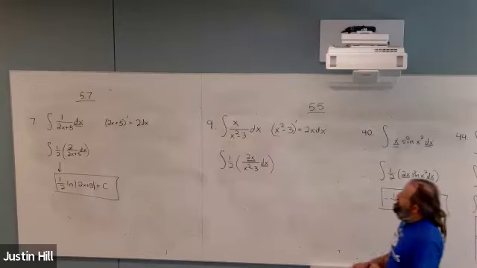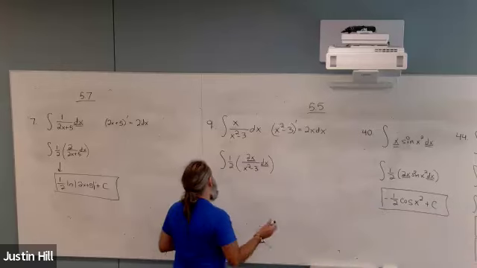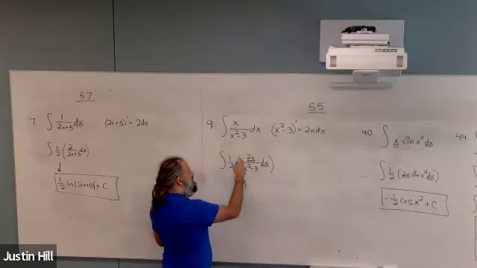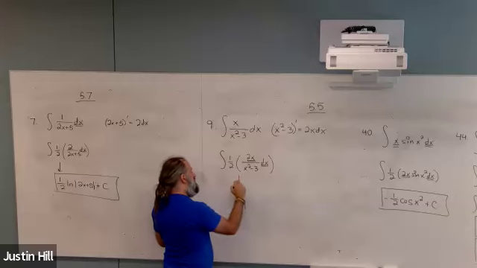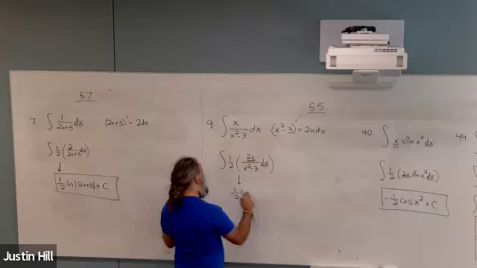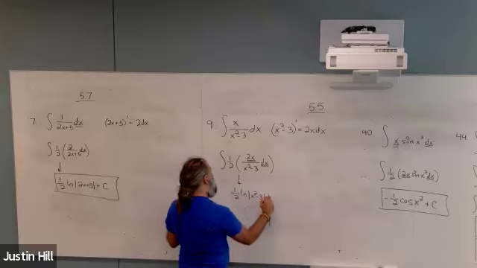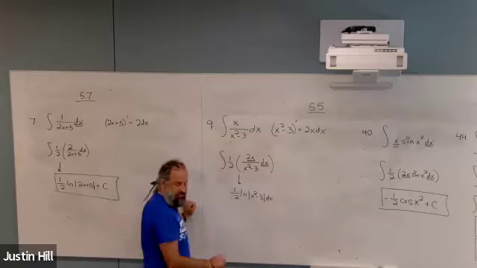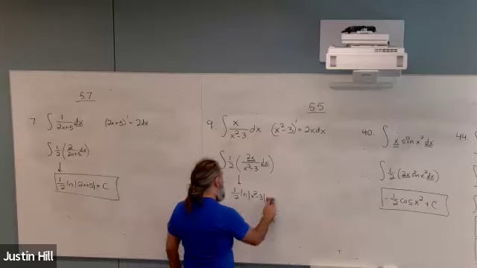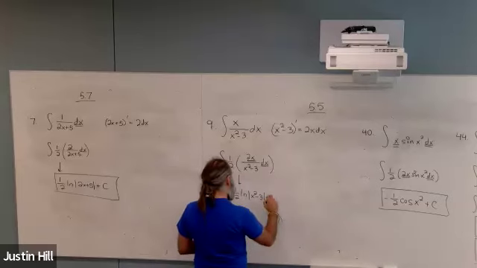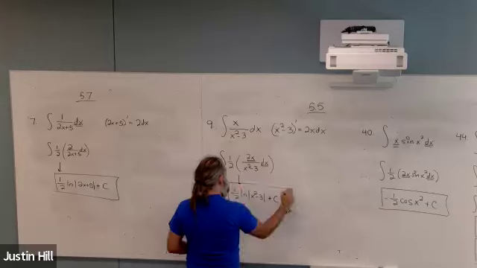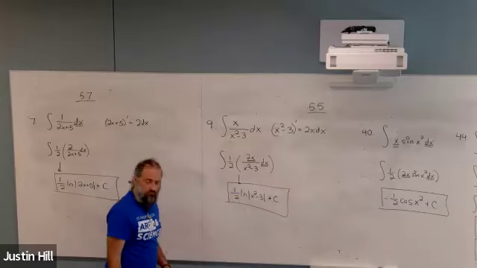All right, so what you should have gotten here, finishing this out. This is 1 over x squared minus 3, so my integral is going to be 1/2 natural log absolute value of x squared minus 3, plus c. Is your answer.